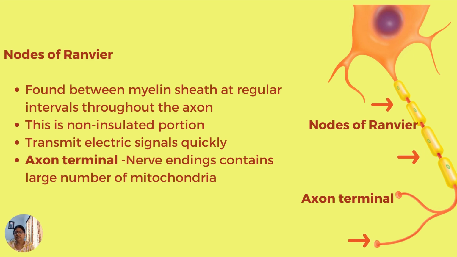The next part in the nerve is the nerve ending or axon terminal. This is the distal part of the axon that comes in contact with other cells. It contains a large number of mitochondria that produce the energy required to facilitate neurotransmission.